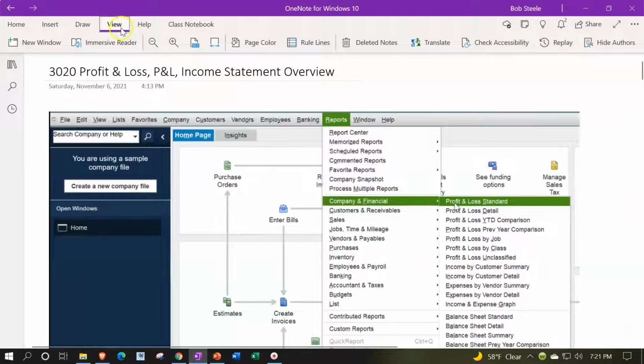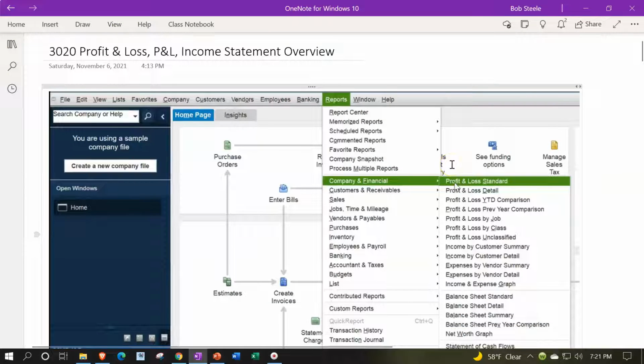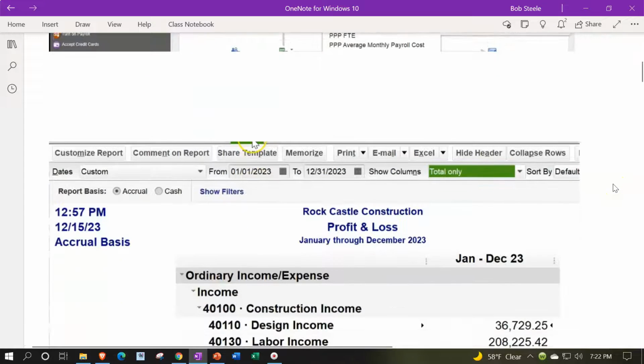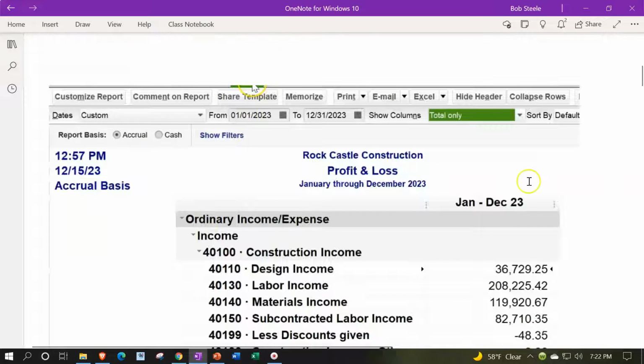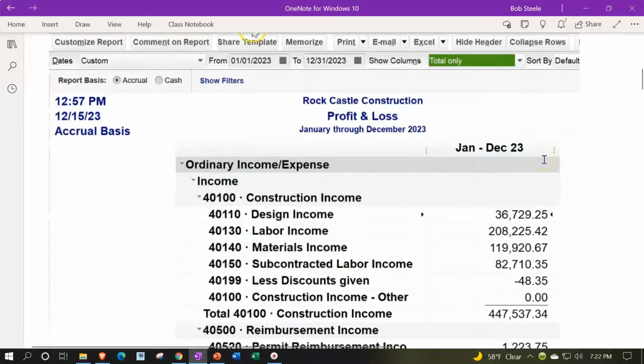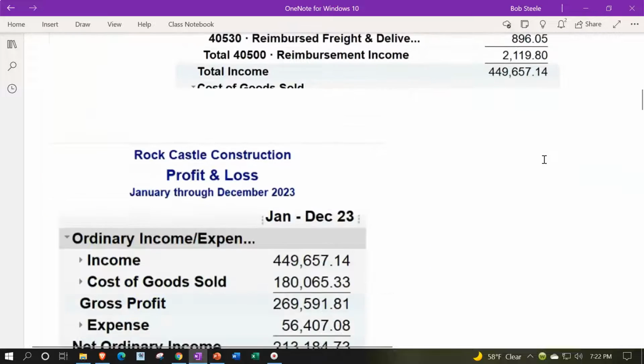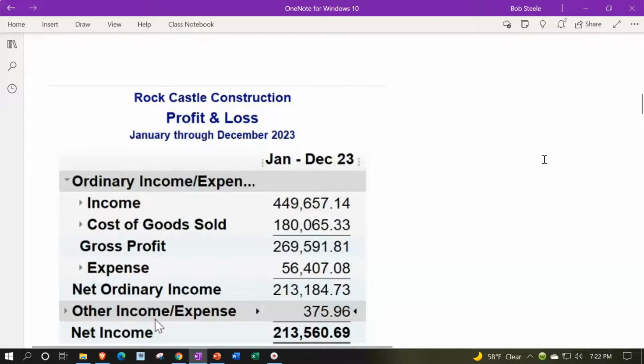Closing the icon on the left-hand side, we're looking at the P&L, profit and loss, otherwise known as the income statement. You can get there by going to the Reports drop-down, Company and Financial, Profit and Loss report. The P&L can also be called the income statement. It's a timing report. It's got to have a beginning and ending date, as opposed to the balance sheet, which is as of a point in time, having one specific date.